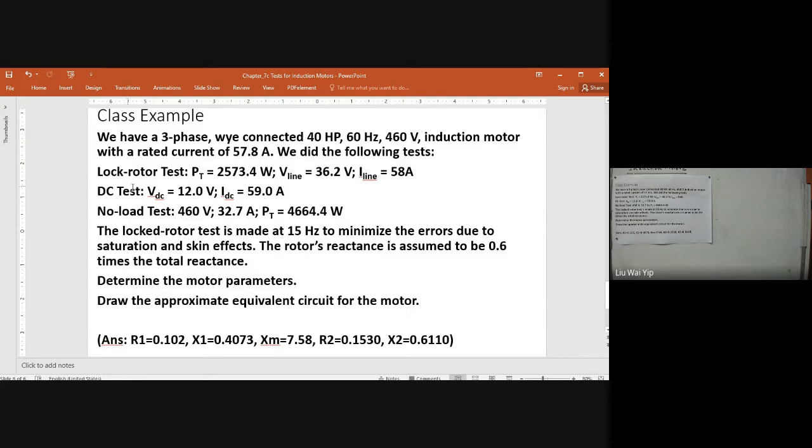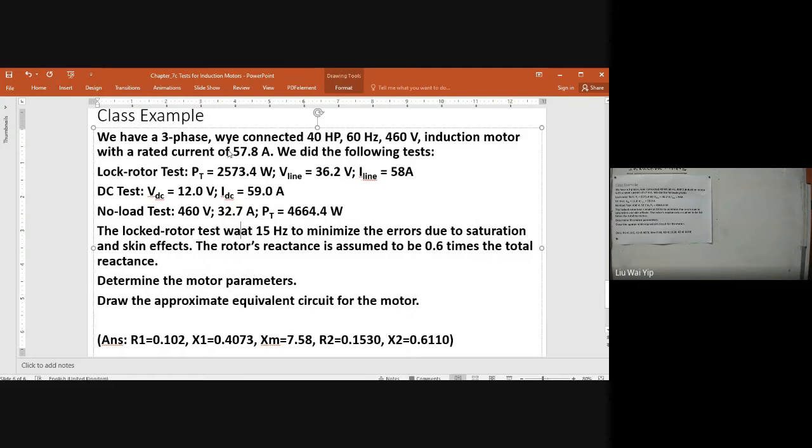The first test is the DC test. In here, the DC voltage and current are given. We have also done the locked rotor test. The locked rotor test was conducted at 15 hertz.